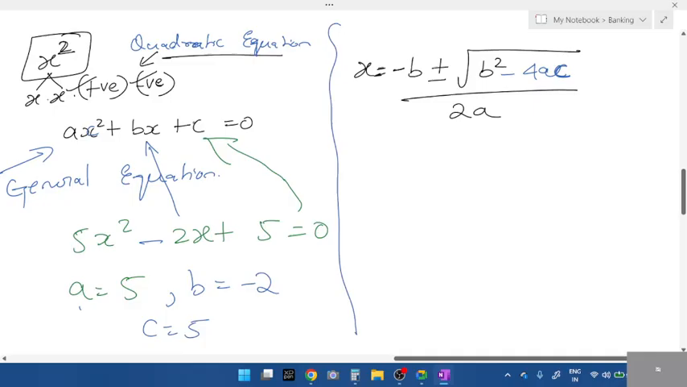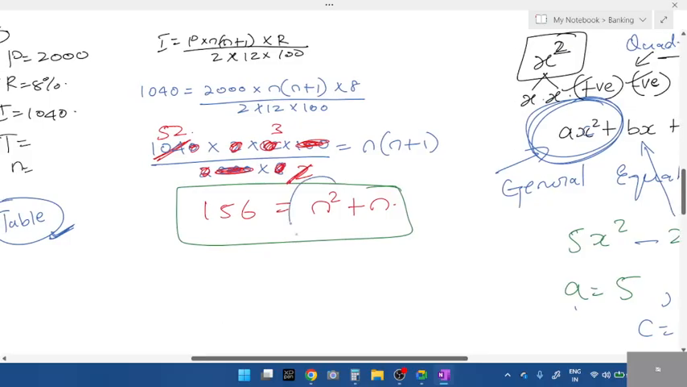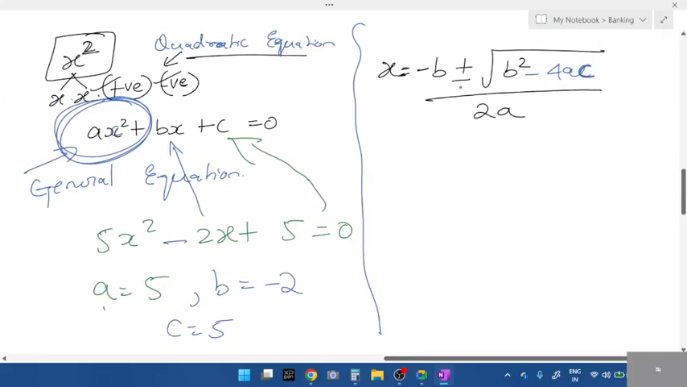So you'll get an equation where the degree is 2. Look at the degree. Even here we have degree 2. Look at n square. N square is 2. So remember, whenever you have degree 2, only then you can use this formula.